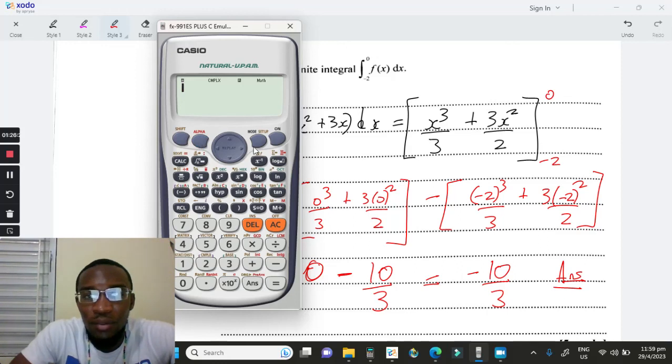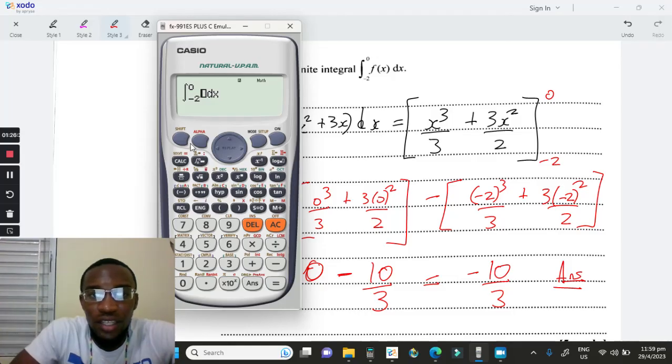So now I'm going to change the mode, and we're going to integrate. And we're integrating what they wanted again, from negative 2 to 0. This was x squared plus 3x. Just to double check your answer.